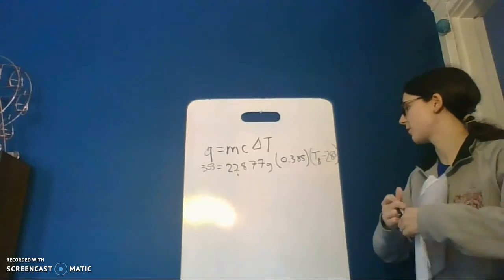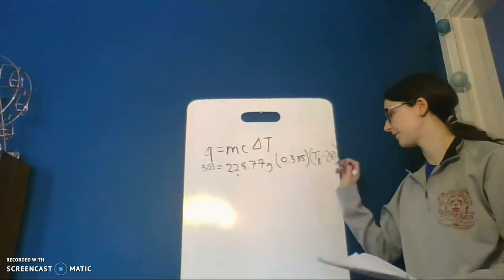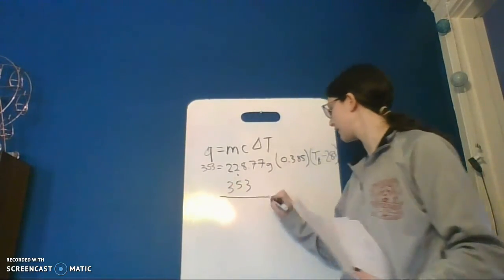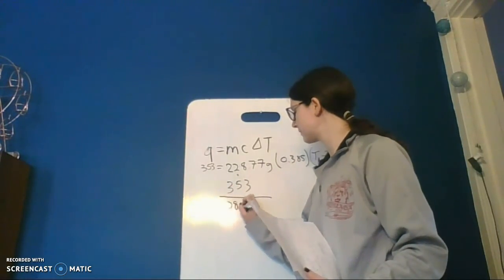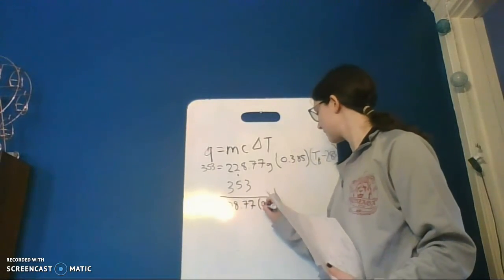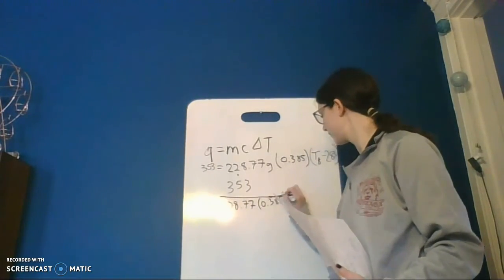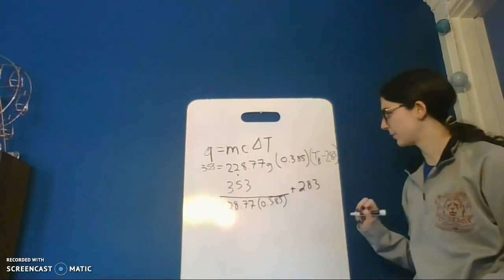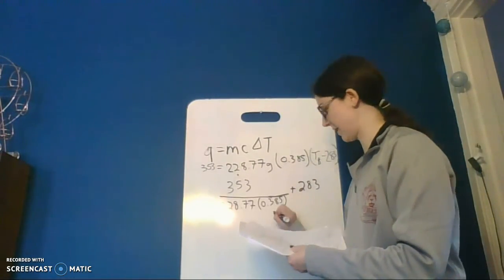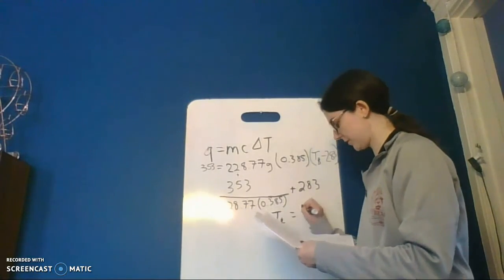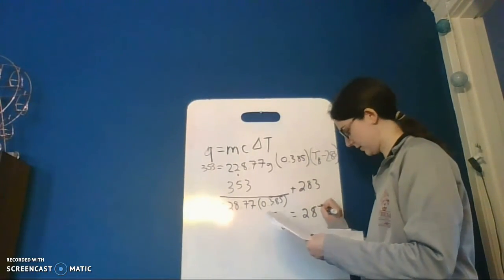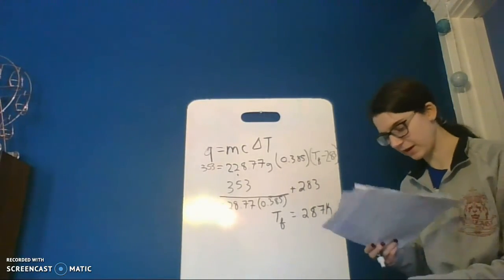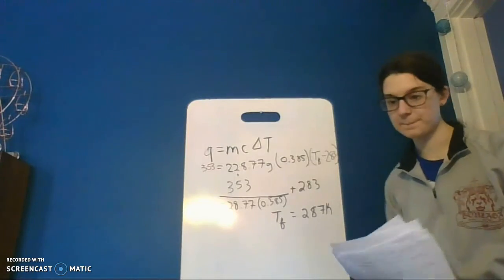You can rearrange this equation to solve for the final temperature. Basically, you're going to have 353 divided by 228.77 times 0.385, and then plus 283. So if you plug that into your calculator, your final temperature is going to be 287 K. Okay. So it should be 287 Kelvin for the final temperature for number 4.